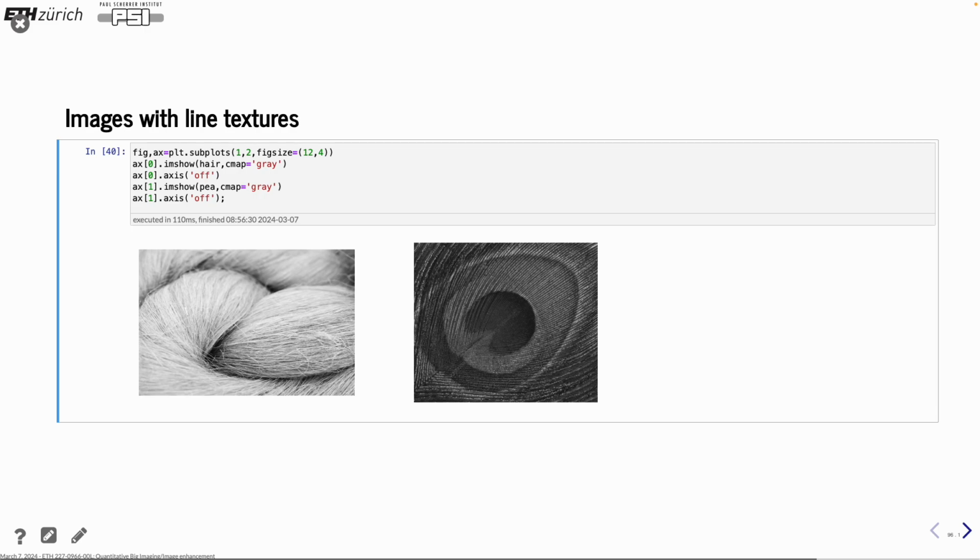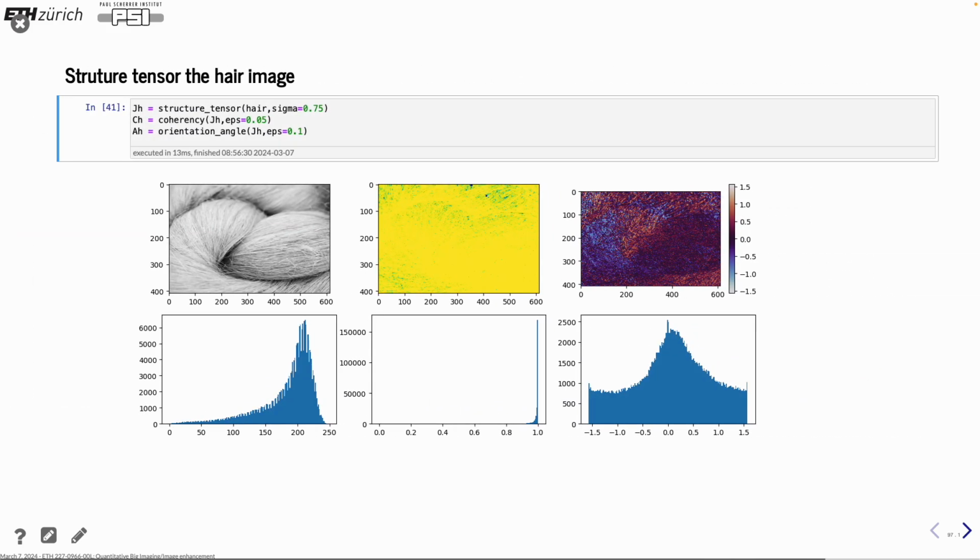And now let's look into these textured images, where we have the hair and the feather, and look at what they can give us. So, looking at the hair first, the coherence image is completely yellow, which means everything is a 1, so there is a lot of local structure in it. And looking at the local angle, then it's getting interesting, because we have regions which are blue-ish, and we have regions that are more red.